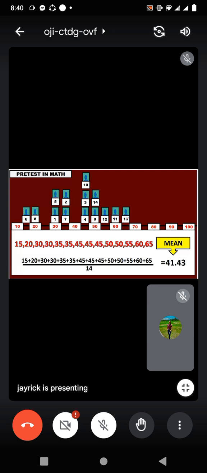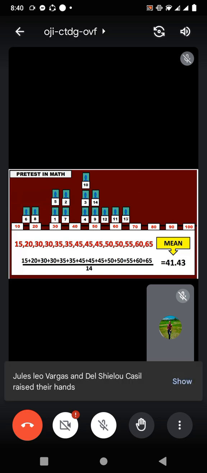Okay, who would like to explain why the mean value is 41.43, based on the definition of the mean, based on my explanation about the mean? Okay, you can raise your hand. Let's have Sir Jules Leo Vargas.